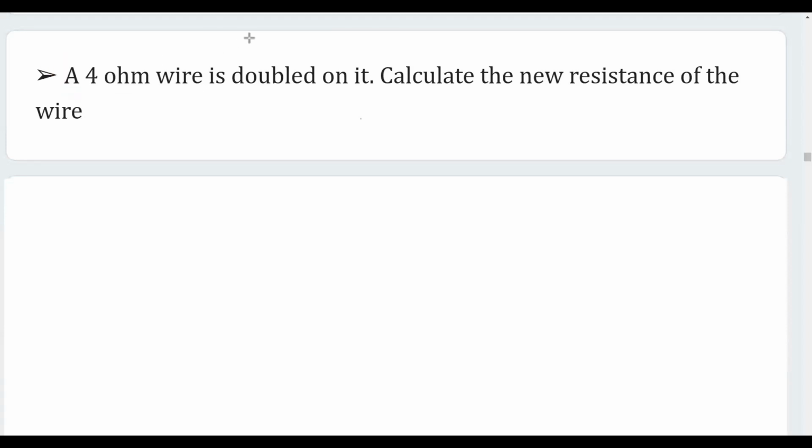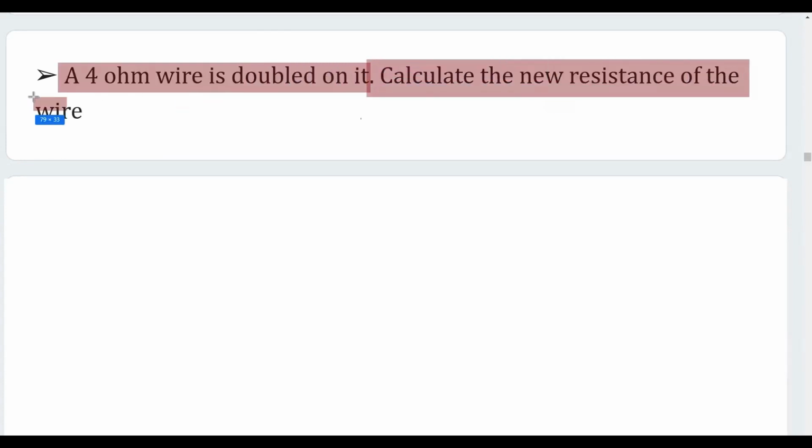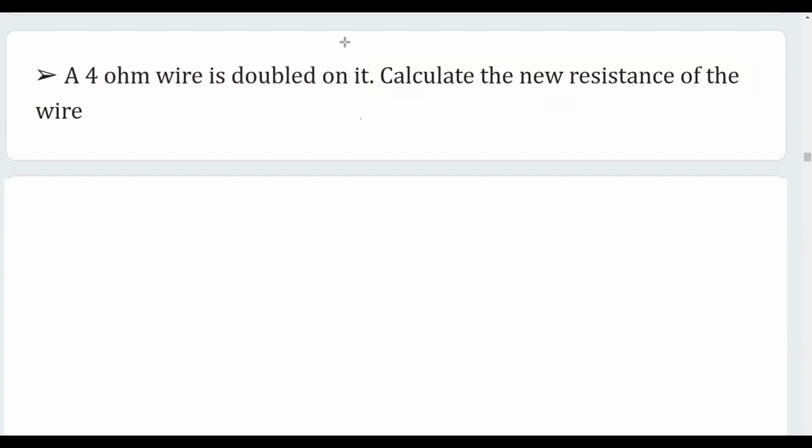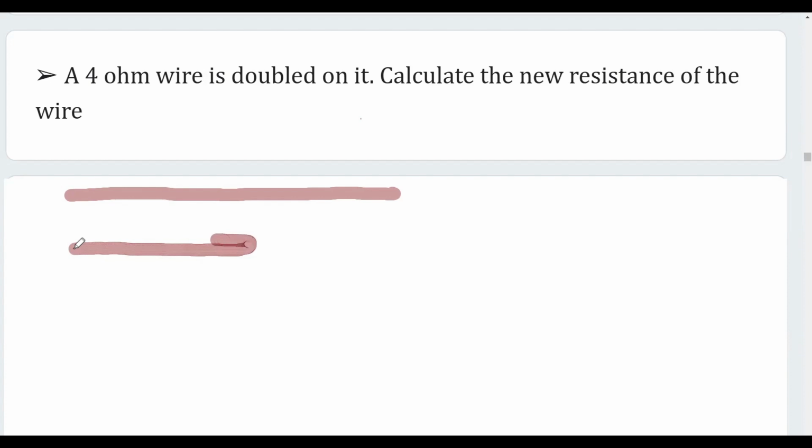In this question, it says a 4 ohm wire is doubled on itself, and we have to calculate the resistance of the new wire. So let's understand what it means. It means that if I have a wire, let's say this was the original piece of wire, and it is doubled on itself, it is folded from the middle and placed over itself. That's what they mean.